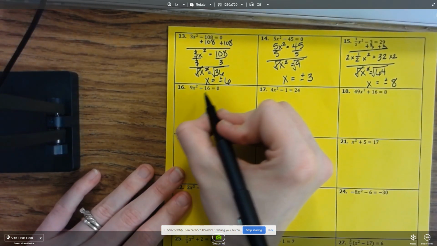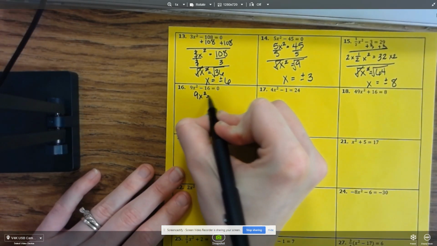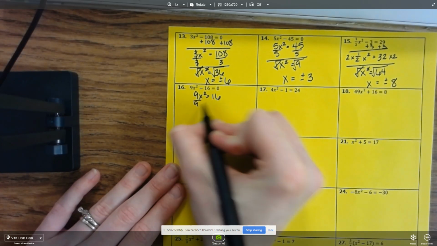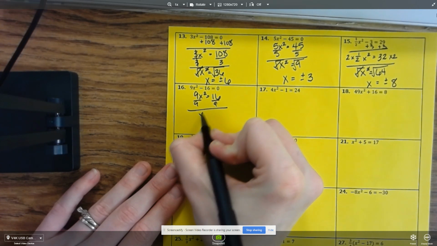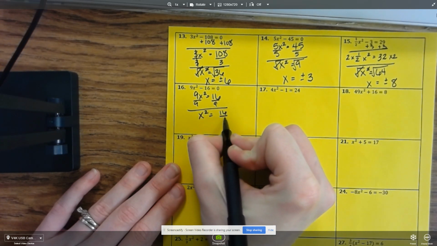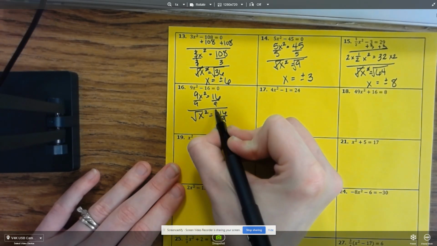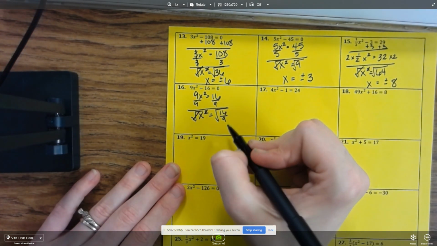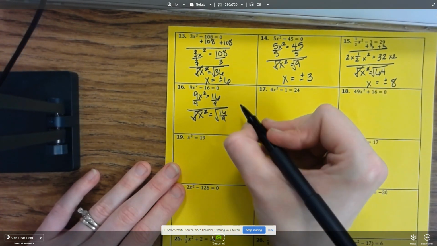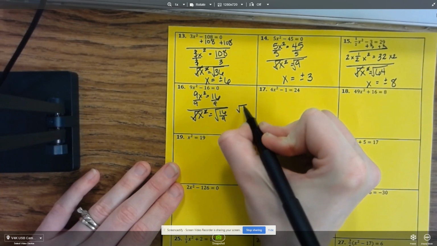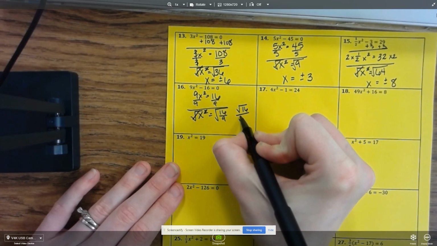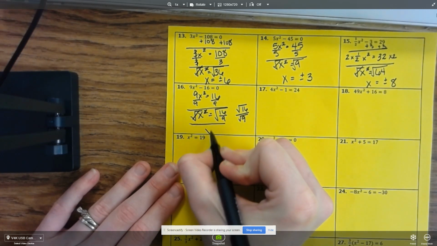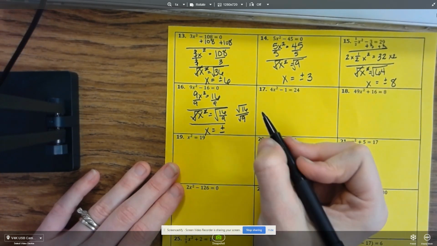All right, so this time we would have 9x squared equals 16. And then we've got to divide by 9. And so I would have x squared equals 16 over 9. We square root both sides. One thing neat about when you square root a fraction is that it's the same as the square root of 16 divided by the square root of 9, if that helps you. And so you would have x equals positive or negative.